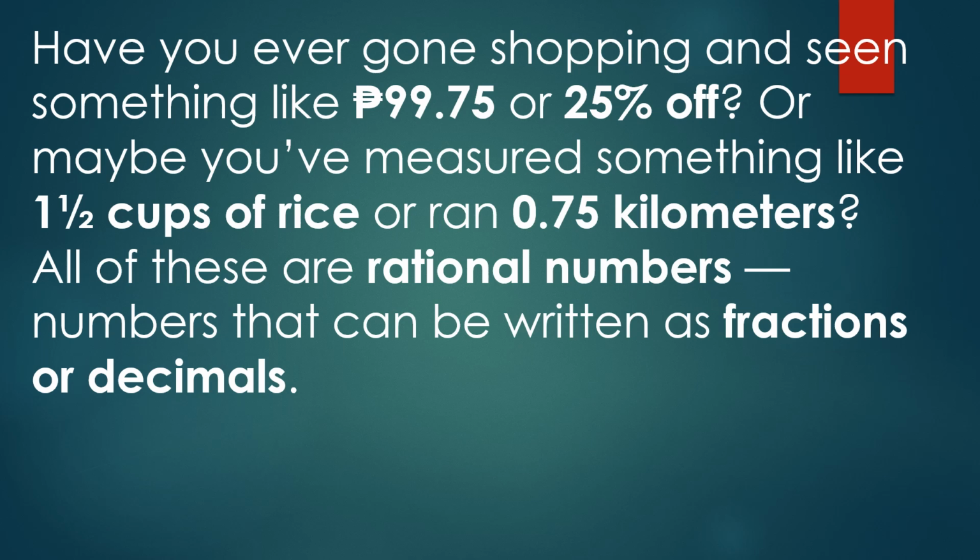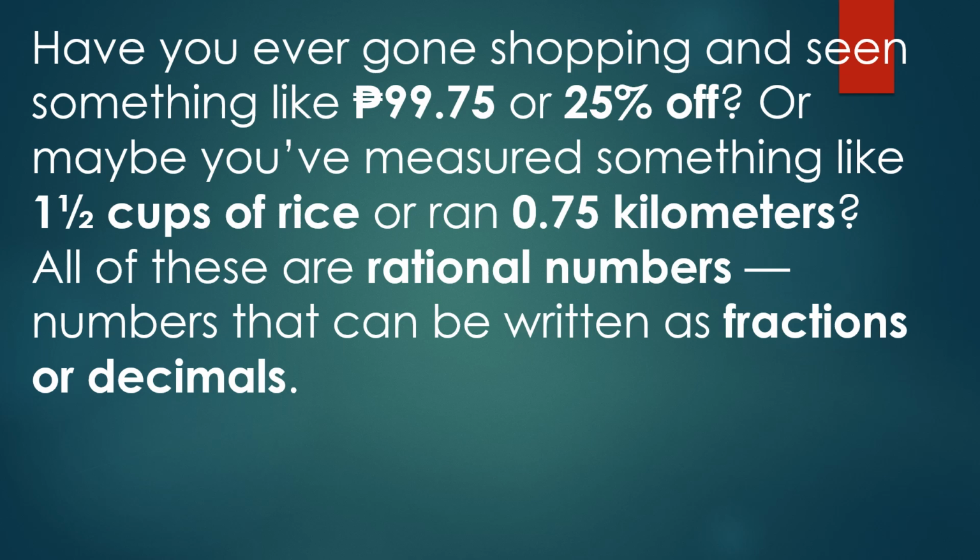Right. Question: have you ever gone shopping and seen something like 999.75 or 25% off? Or maybe you've measured something like 1 cup of rice or run 75 kilometers. All of these are rational numbers, numbers that can be written as fractions or decimals. So ulitin natin. So all of these are rational numbers. Okay, numbers that can be written as fractions or decimals.